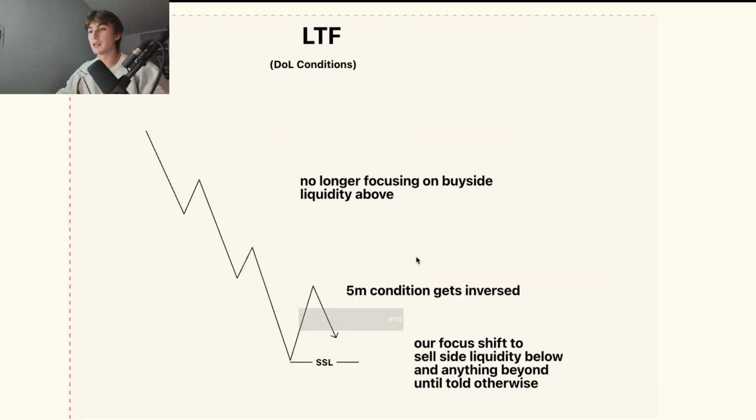Cool. Now, let's say this 5 minute condition gets inversed. We no longer are focusing on buy side liquidity above. We don't care about those anymore. Our focus shifts to sell side liquidity below and anything beyond until told otherwise, right? So do you see what I'm starting to say here? And I can show you now what this would look like on a chart example.